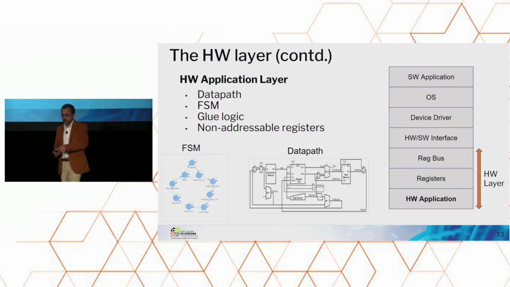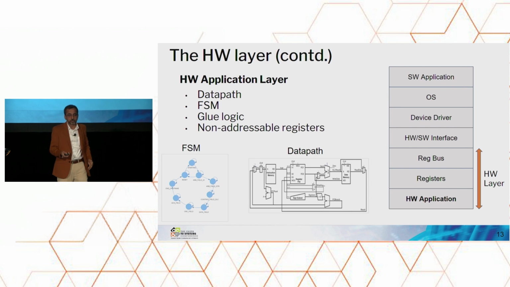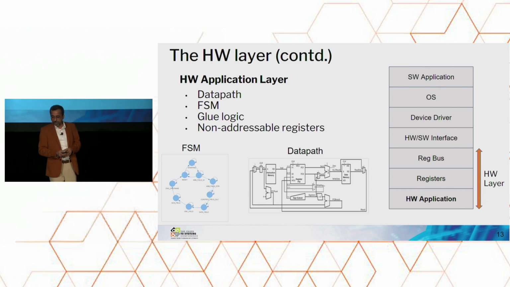So if you look at the stack that we're working on, we looked at the register bus and the registers. Now the hardware application, like your embedded hardware application, is not just the registers. Obviously, you're going to do something with them. So these are the actual functionality. This could be the FSM, you might have data path, maybe other glue logic. You describe these as well. That's the application layer. That's where your secret sauce is, right?